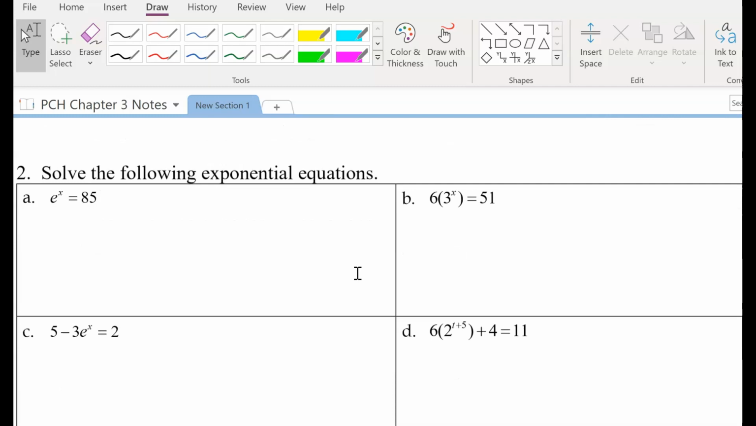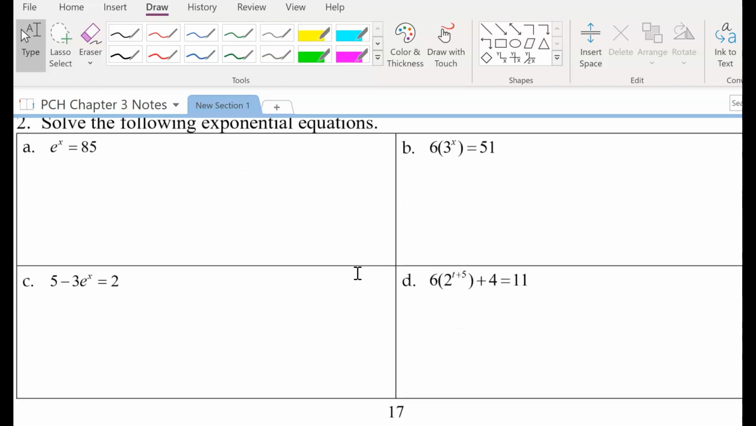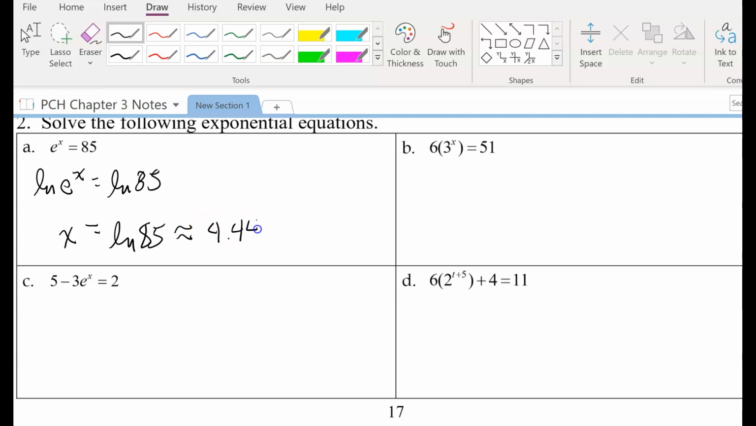If you want to go ahead and try these on your own, feel free. Otherwise, we'll go through on the video. So for part A, again, we're going to take the natural log of both sides using our inverse property. The natural log and the e are inverses. They cancel each other out. So x is equal to natural log of 85, which we could plug into a calculator to get about 4.44. If it was a non-calculator assessment, we just leave it as natural log 85.